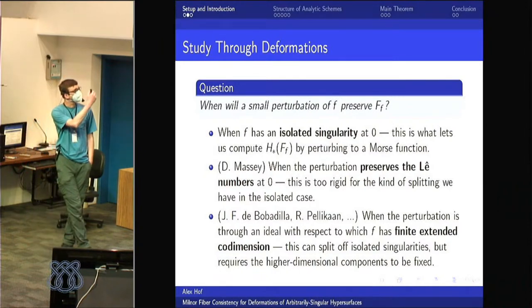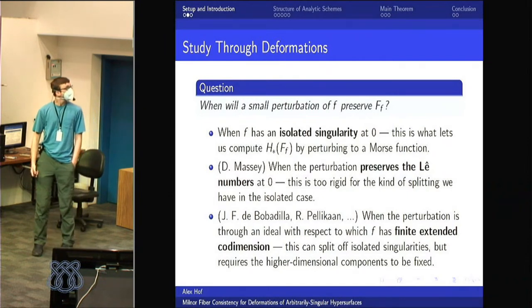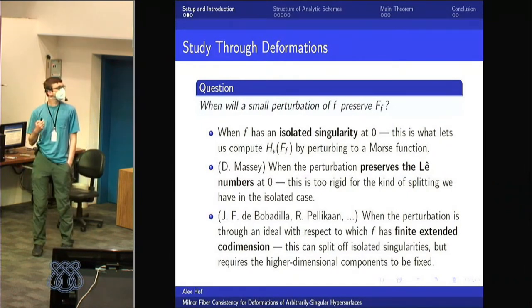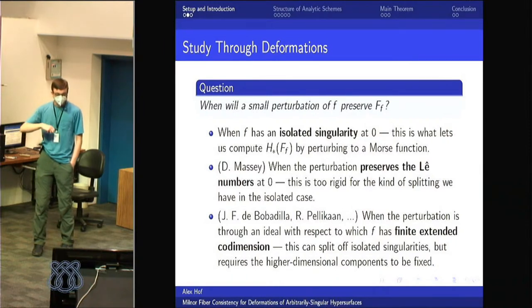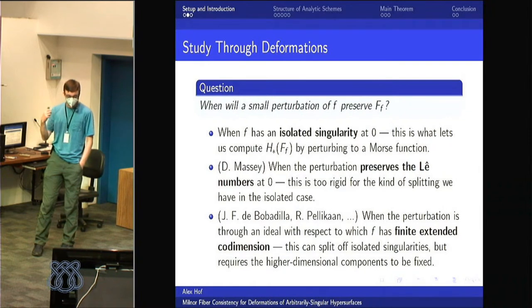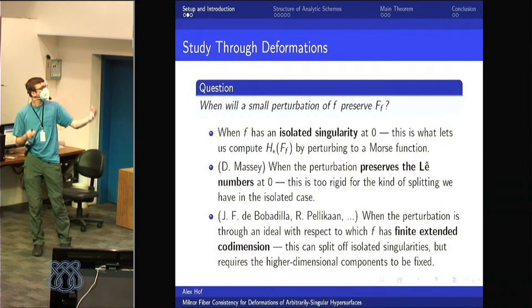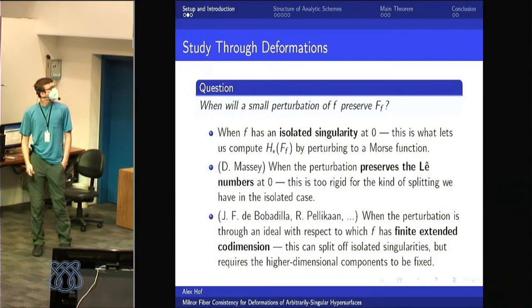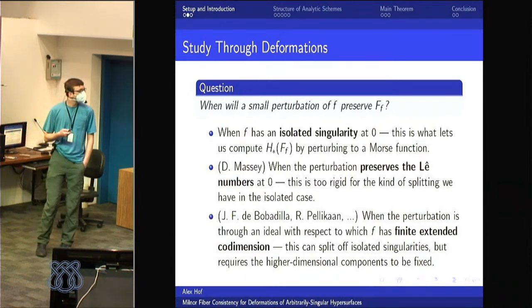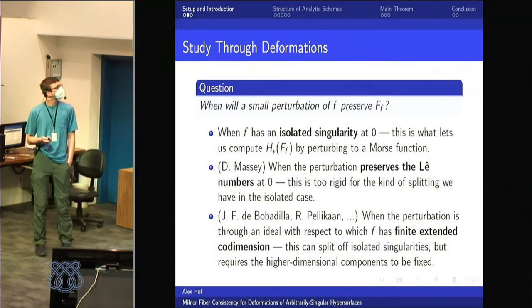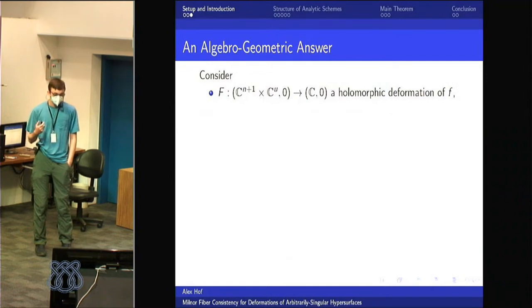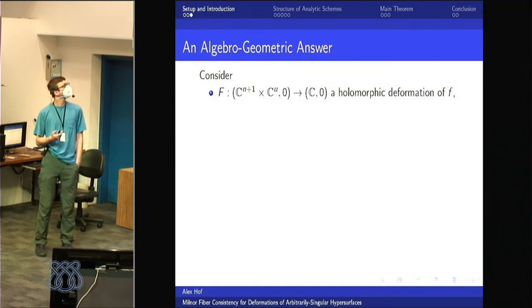So this is the requirement, and if you get this, you have this consistency of the Milnor fiber, but this very much only lets you make things better for the isolated singularities, right? You can split off zero-dimensional points, but everything else is required to be fixed by this finiteness condition. So these are the main results that I'm aware of in this direction so far, and I wanted to give another contribution in this genre.